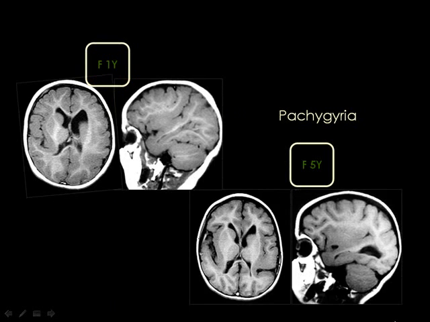Then these are two daughters showing the same abnormality, which is the pachygyria, as seen in the sagittal images and in the axial images as well. You can notice that the gyrus is broad and very thick. The cortex is very thick. You know that the cortex is a few millimeters thick, but here it may reach up to 1 or 2 centimeters thick.